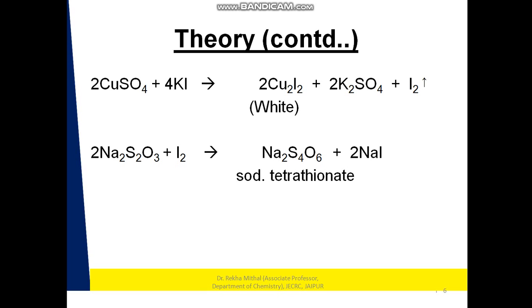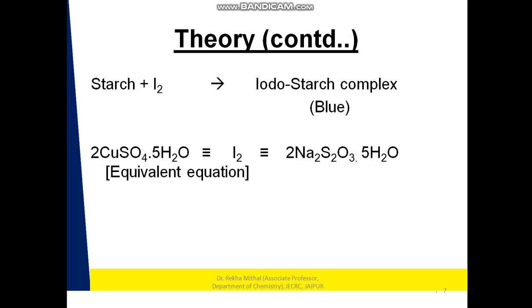These are the reactions in which copper sulfate reacts with KI and forms the white precipitate of cuprous iodide. Iodine is liberated. This iodine is treated with sodium thiosulfate solution, and then sodium iodide is formed. When starch is added to the solution, the iodostarch complex is formed, and a blue color appears in the solution.